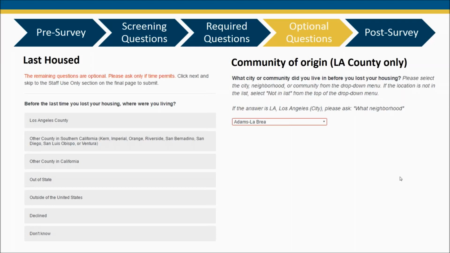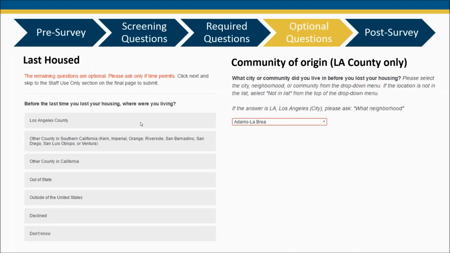So now we have optional question sections left, and there are 3 questions. And as the title says, the remaining questions are optional. And you can ask these questions only if the time permits. So the first of the optional questions is regarding the time when they were last housed. So the question is, before the last time you lost your housing, where were you living? You can see the options below.